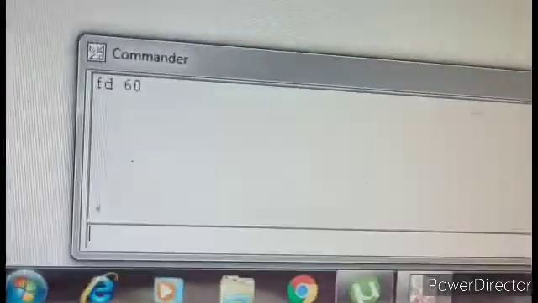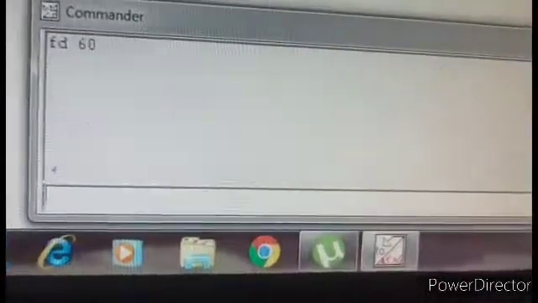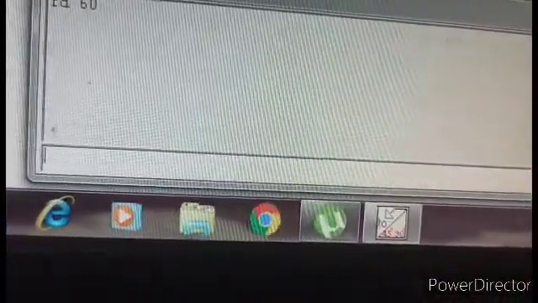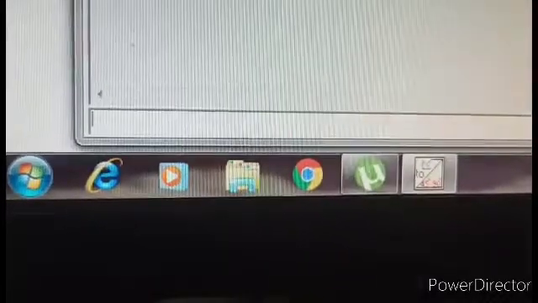Then how to change the angle of this turtle, either RT or LT. Here I am typing in the recall list box. The turtle has gone FD 60. Now again the cursor is ready to take the command from me.